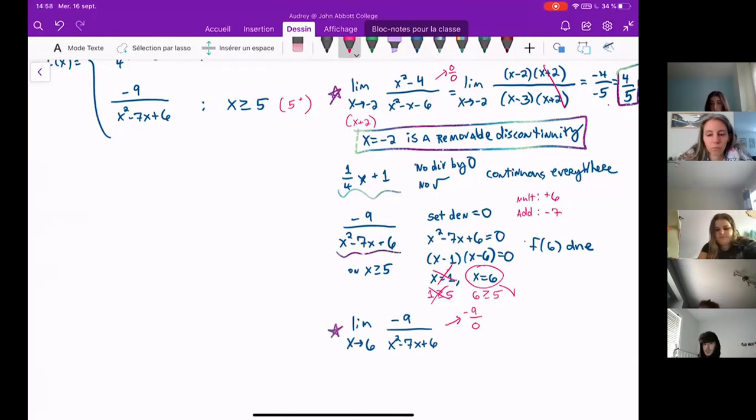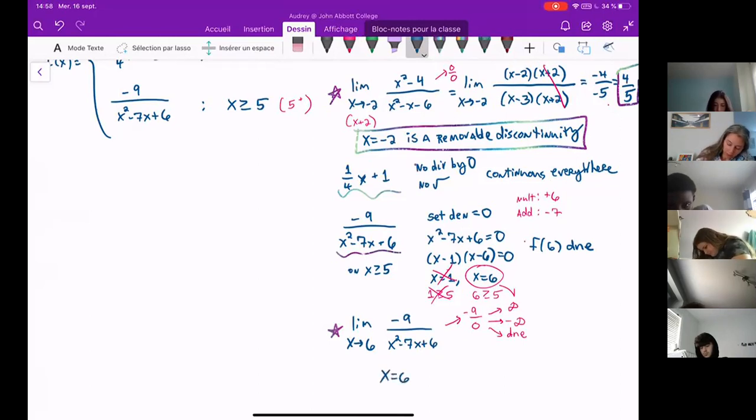That it's an infinite discontinuity. This can be infinity, it can be negative infinity, or it can be does not exist. So that constant over 0 said it's actually not removable this time. X equals 6 is an infinite discontinuity.